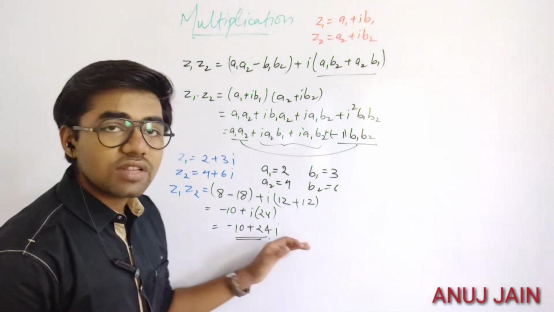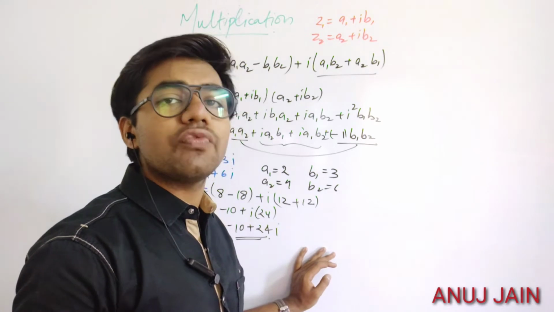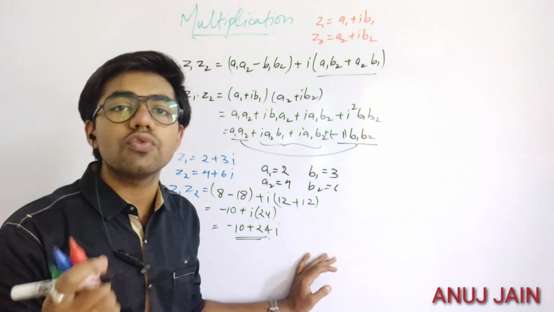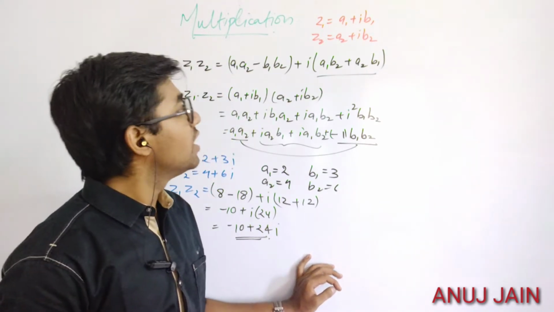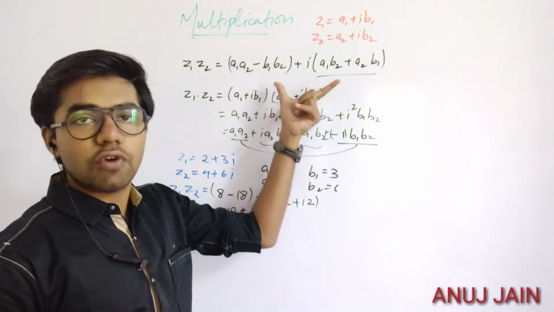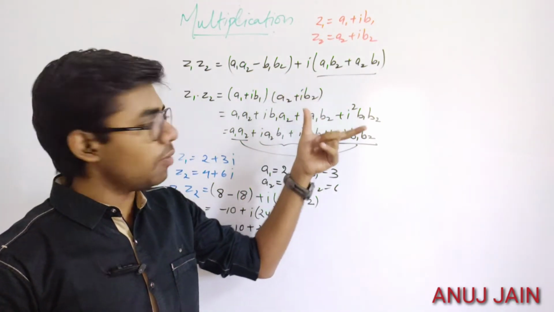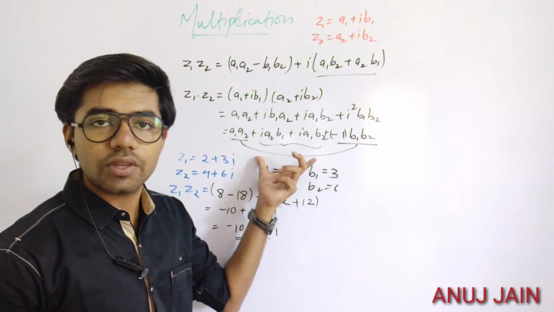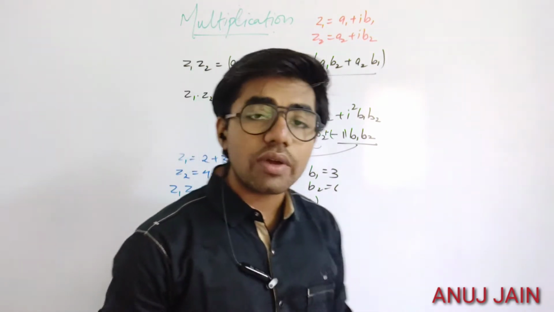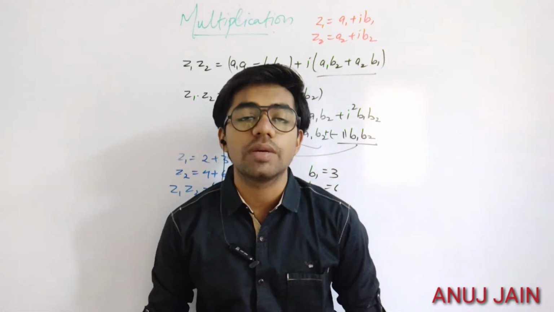So you have seen that it is very simple to find the multiplication of two complex numbers. What you have to do is just calculate using this formula. And how we get this formula? I have given the proof. Okay. So now let us look at what are the properties of multiplication.